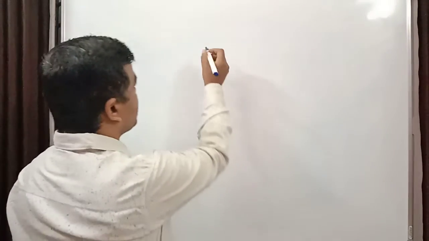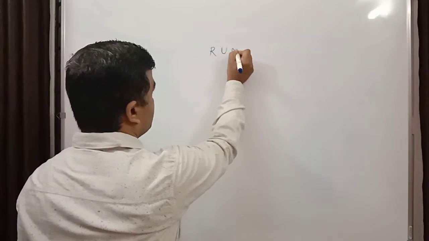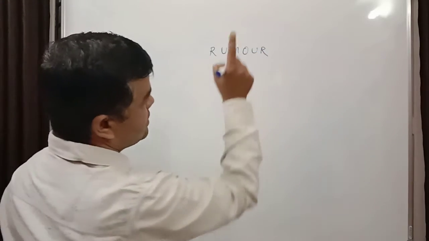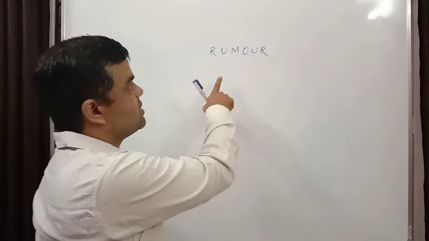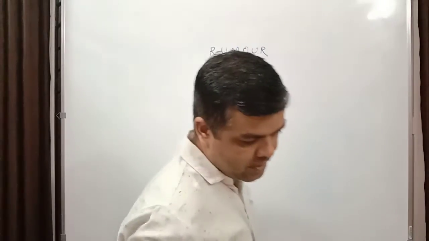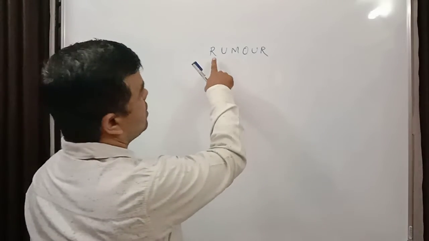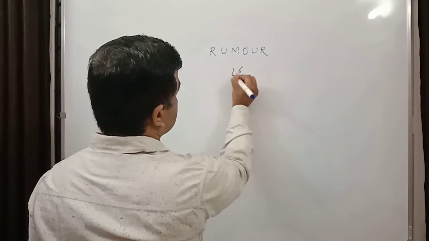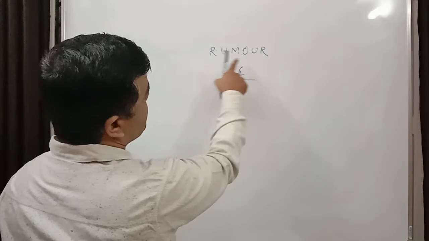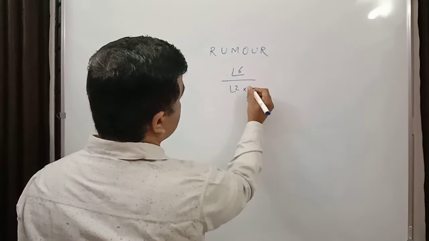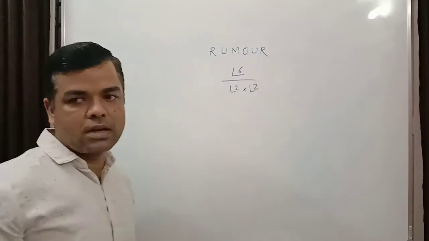The word is rumor. R-U-M-O-U-R. Rumor. So see, 6 letters are there. In how many ways can the letters of the word rumor be arranged? Okay. So 6 letters are there. Factorial 6, divided by R is repeated twice, factorial 2, into U is repeated twice, factorial 2. Okay. Very easy.